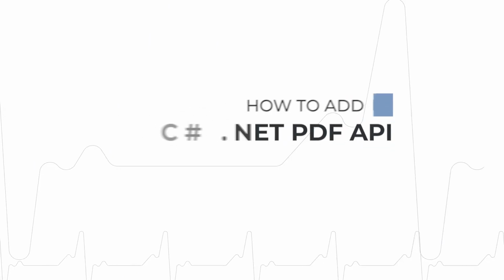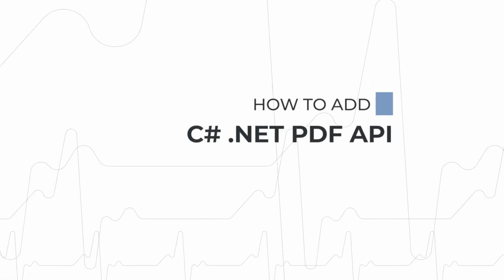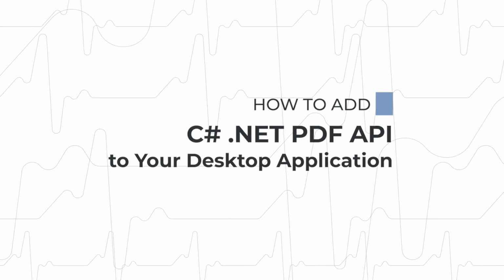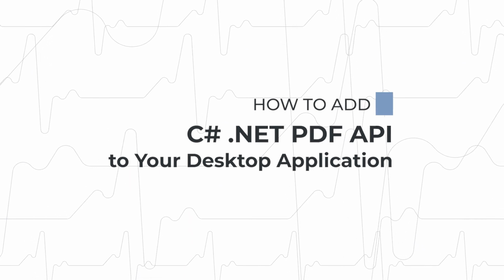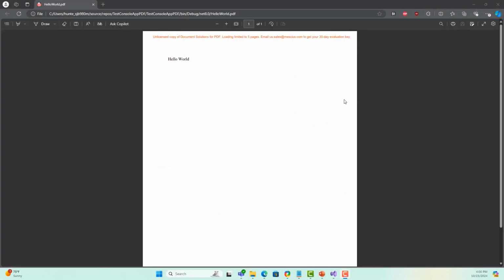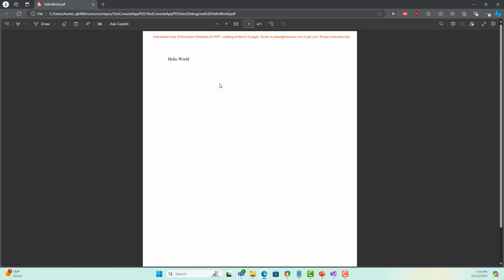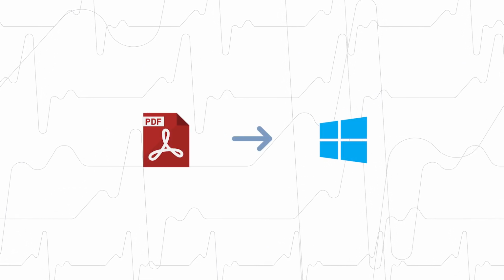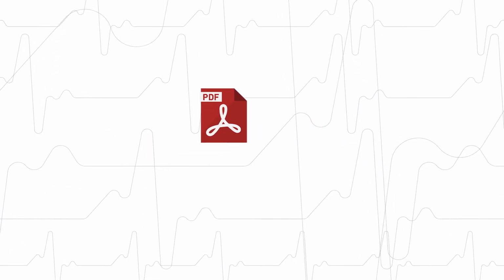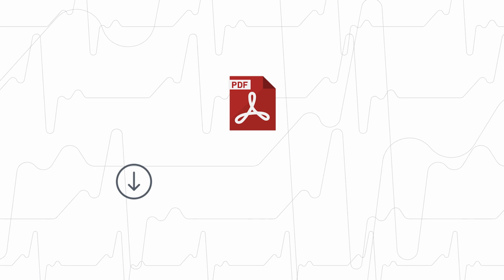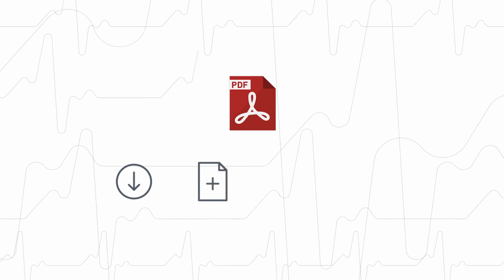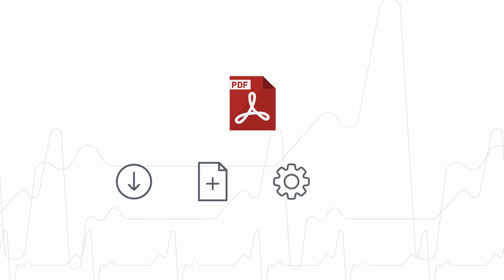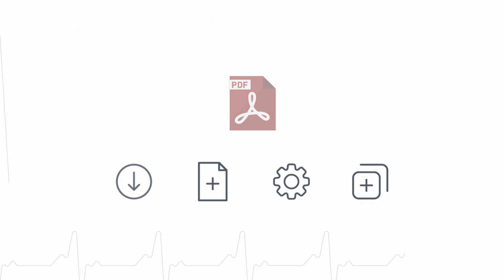How to add a C#.NET PDF API to your desktop application. In this video, we'll get started creating a simple application that uses our PDF API. This video focuses on quickly creating a PDF application with Windows. We'll cover installing Document Solutions for PDF, creating a project, setting up references, and adding a simple control.